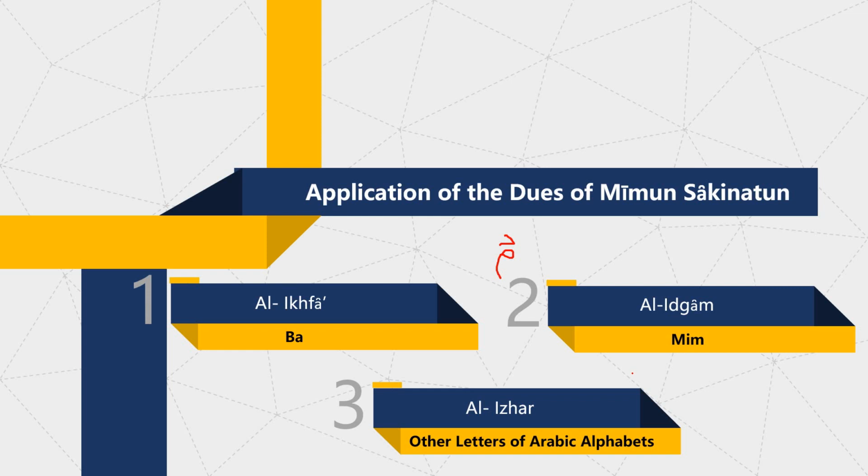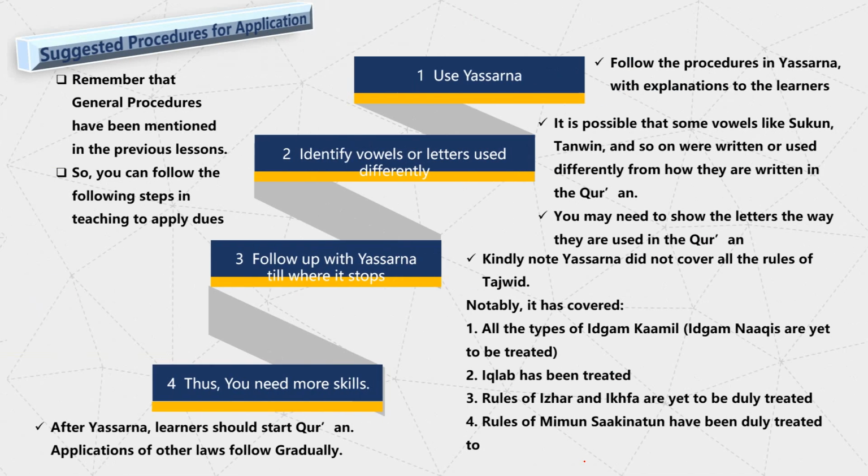So you see that it has been taken care of in Yasarnal Quran. Yasarnal Quran has taken care of most of these things. Then you have izhar. You do izhar when mim sakin is followed by other letters of Arabic apart from mim and ba. So this is for mim sakin.